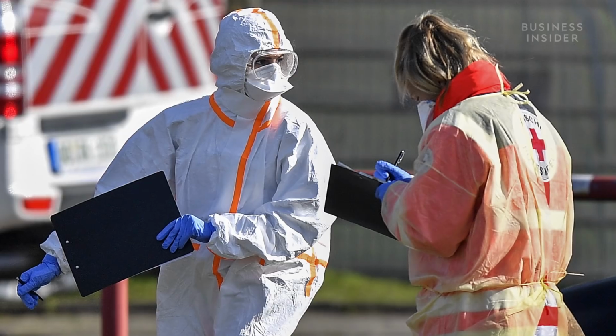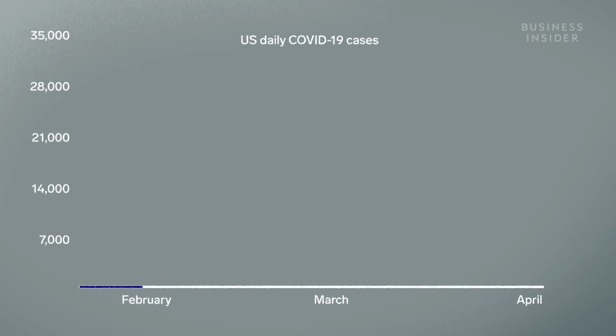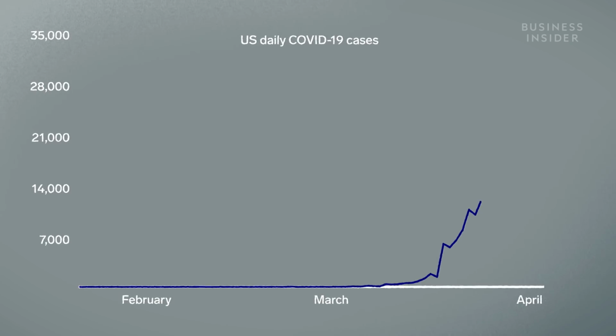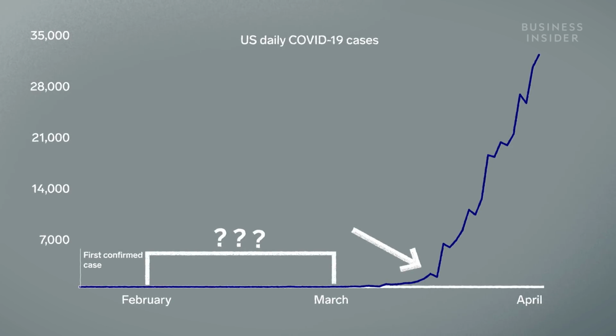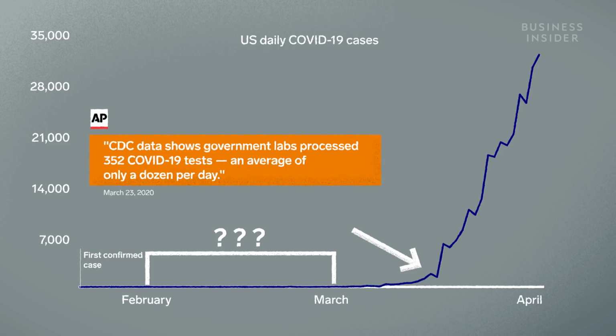But not every country was able to start testing early. The US currently has the highest number of confirmed COVID-19 cases in the world. Its first case was confirmed on January 21st. And while we don't start to see a spike until March, that doesn't mean there weren't cases before that. They likely went undetected due to a lack of testing. According to the Associated Press, US government labs processed only 352 COVID-19 tests in all of February.